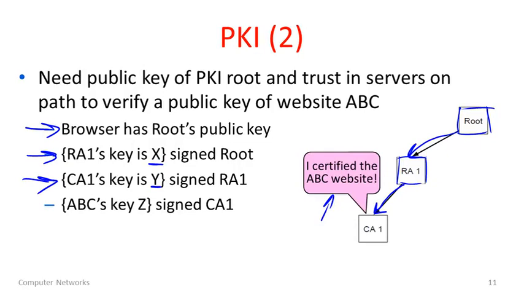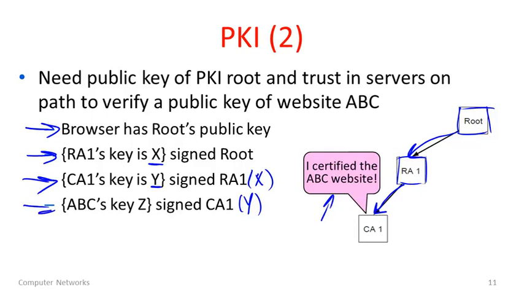So it would be signed by RA1 with X, and this would be right. Let me just put that notation in to make the linkage clearer in this figure. So you'll then be able to, since you have the key X, verify whether the statement is true, and you will learn the key for CA1 is Y.